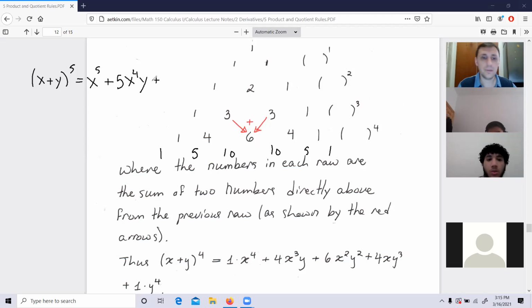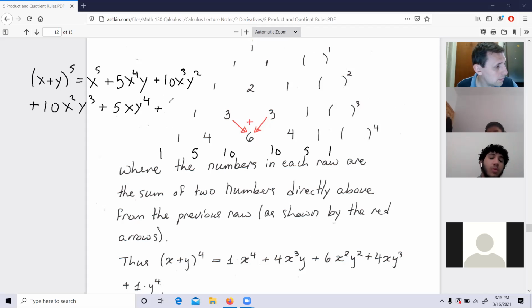And then what's the next term? Help me with the next term. The next term will be what? Not just 10, but 10 what? 10x cubed y squared. Do you see the power of x drops? And it's given to y squared. And the next term will be plus 10 x squared y cubed. The next term will be 5x y to the 4, and finally y to the power of 5.